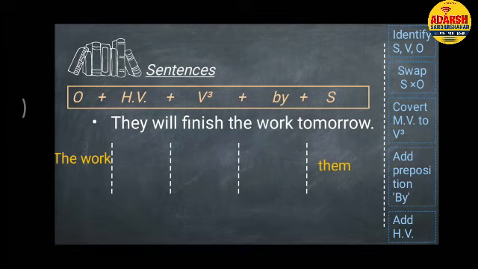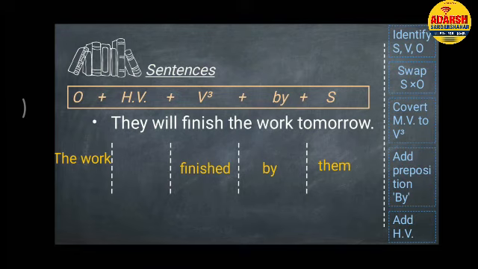Okay, now here come back. Here we put our object, which is the work, in the place of the subject, and the subject them in the place of the object. Here we change its subjective form to objective form. Okay, now let's go towards our next step, which is convert the main verb to the verb's third form. As we all know, the third form of finish is finished. Okay, now let's put by. This is also done.